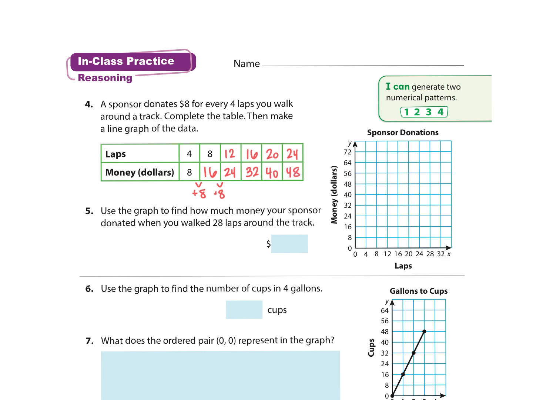So we're going to plot all of this onto my graph. Over 4 up 8, over 8 up 16, over 12 up 24, over 16 up 32, over 20 up to 40, and over 24 up to 48. And I'm going to connect those points. I'm going to use this graph to figure out how much money my sponsor donated when I walked 28 laps around the track. So I'm going to change my colors again. I'm going to continue this pattern so that I can show that it would be $56 if I walked 28 laps around the track.